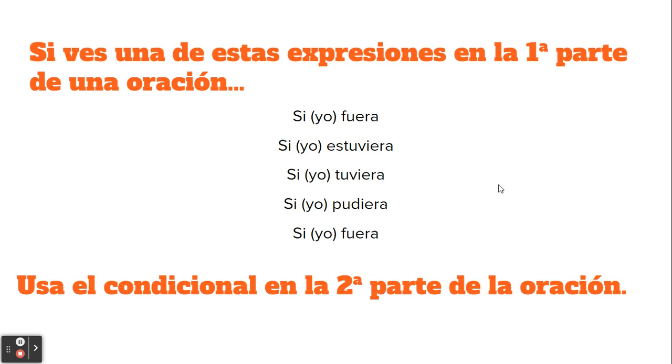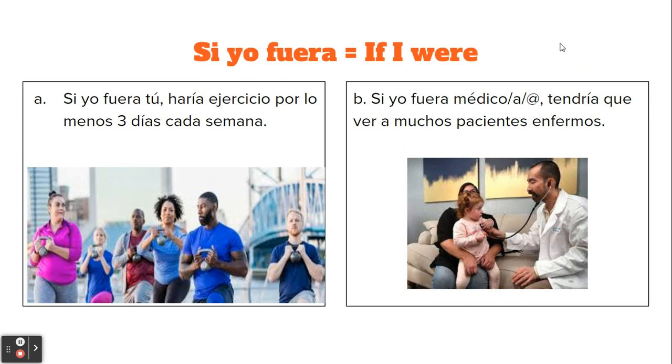And be aware, the way you're going to see this really is going to be you're going to have an si clause, and then the second clause will usually have a verb in the conditional. You'll get a little bit of practice with this as time goes on. We'll do some fill-ins, translations, et cetera, to help you understand how this functions over the next several days. So a few examples here for you.